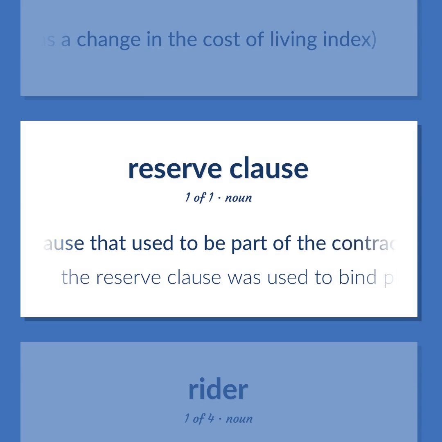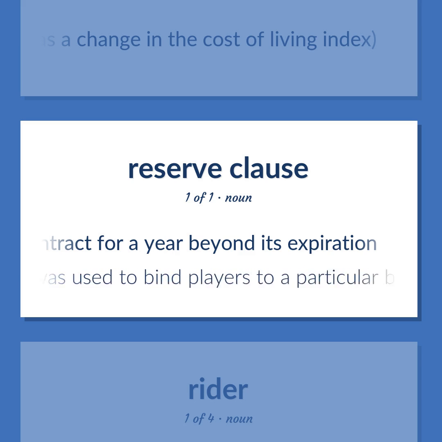A clause that used to be part of the contract with a professional athlete extending the contract for a year beyond its expiration. The reserve clause was used to bind players to a particular ball club.